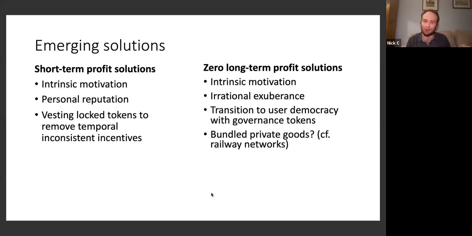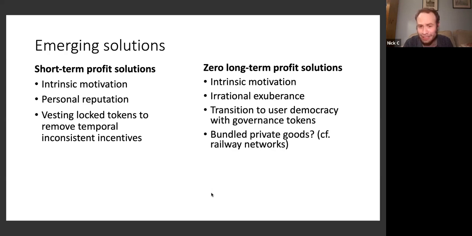Okay, zero long-term profit solutions. Once again, intrinsic motivation. You might not care that you're not going to make an enormous amount of money in the future, or if you just make a little bit along the way. Irrational exuberance plays, I think, go a long way. A lot of people maybe haven't realized that there's zero long-term profits in most common goods, but they may not have realized it yet. Or if they have, they may think, well, it's okay, I'll know when to cash out. So there are extra-economic or other irrational biases helping us along the way in this case.